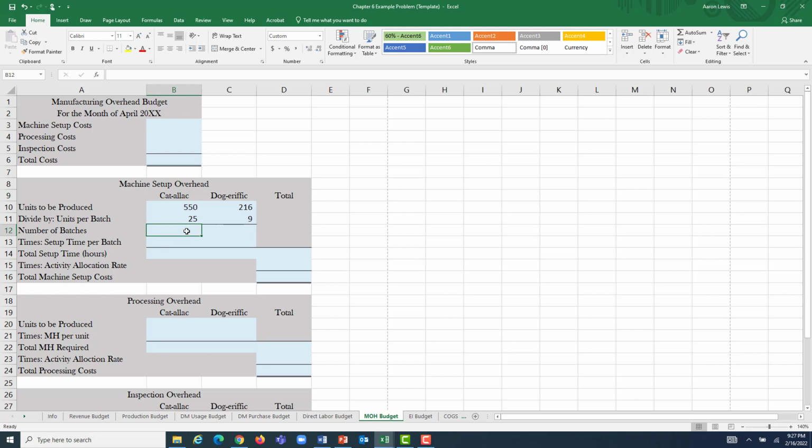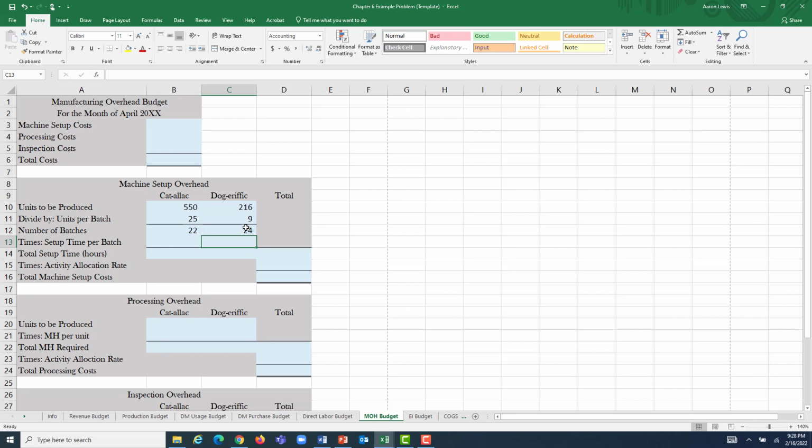If we're making 25 Cadillacs in each batch that we produce before we got to stop for a setup, how many batches in total is that going to be? We just divide the number of units we're going to produce by how many units get produced with each batch. Making 550 Cadillacs at a rate of 25 per batch means we're going to have to do 22 batches of Cadillacs during the period to get to the necessary number of units to be produced. And for the Doggerific, 216 of those, making 9 each time, is going to require us to produce 24 batches worth of Doggerifics.